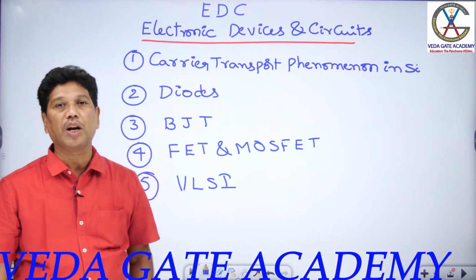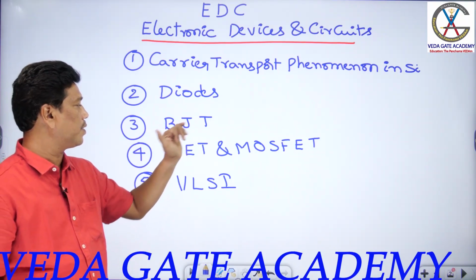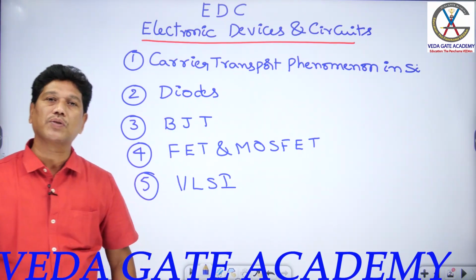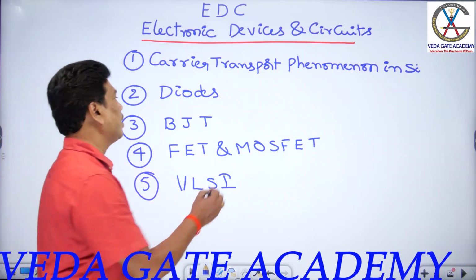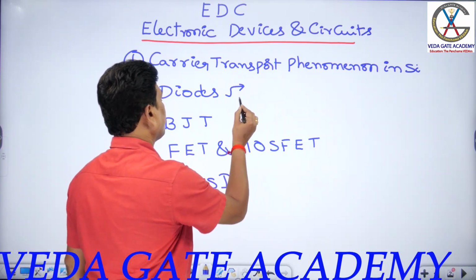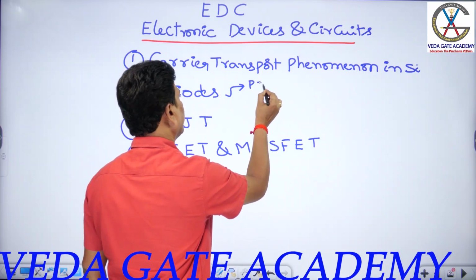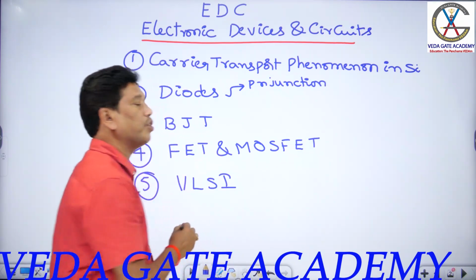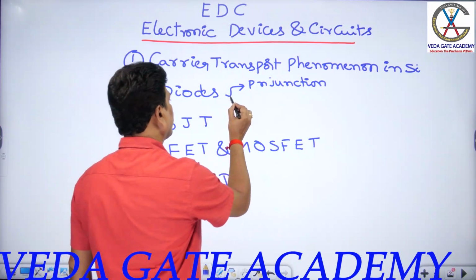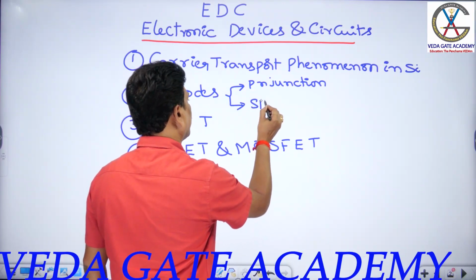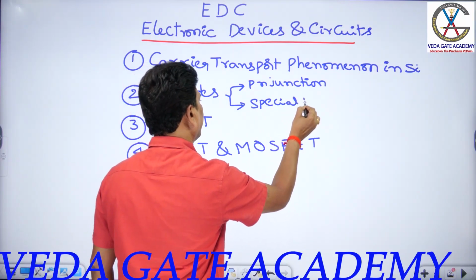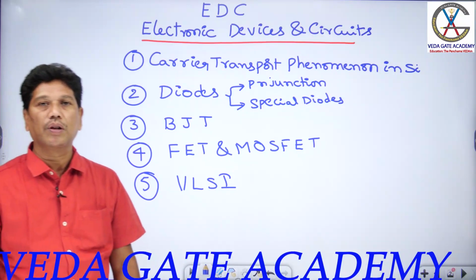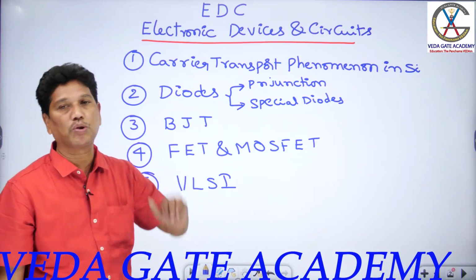Okay, carrier transport phenomenon in silicon. The next one is the diodes part, then BJT, FET and MOSFET. The other one is VLSI. VLSI stands for very large scale integrated system. In this diodes part, you can learn PN junction, the basic PN junction theory part. Other than that, you can also discuss special diodes, that is LED (light emitting diodes), photodiode and solar cell. These are also included in the diodes part.